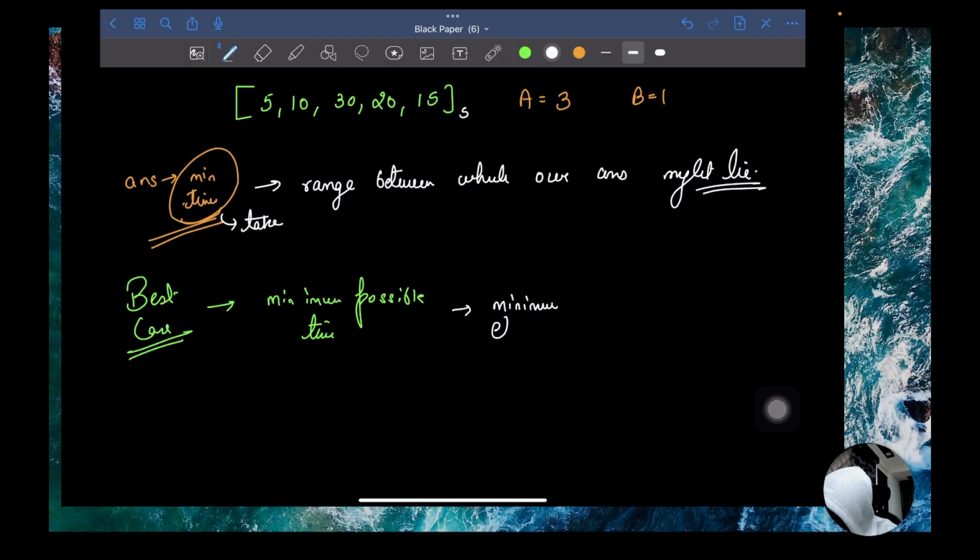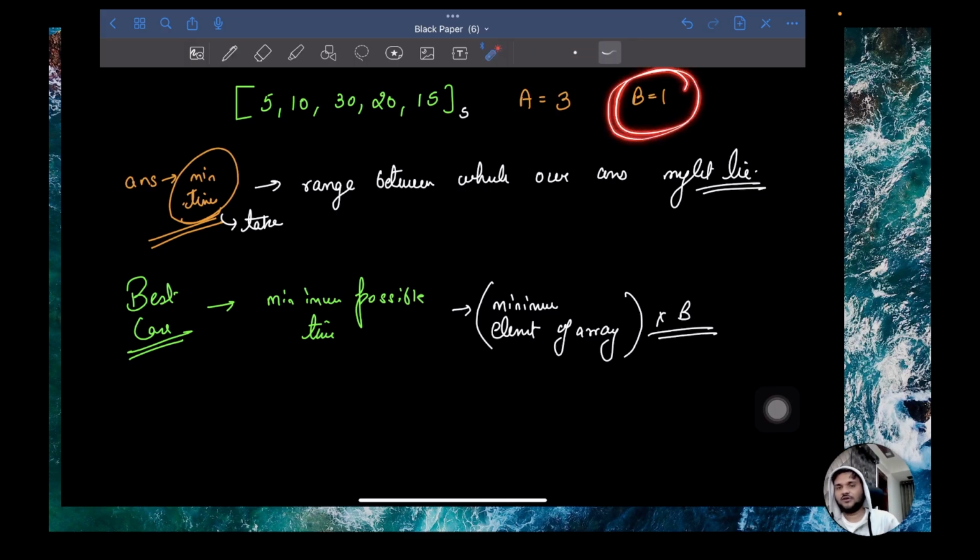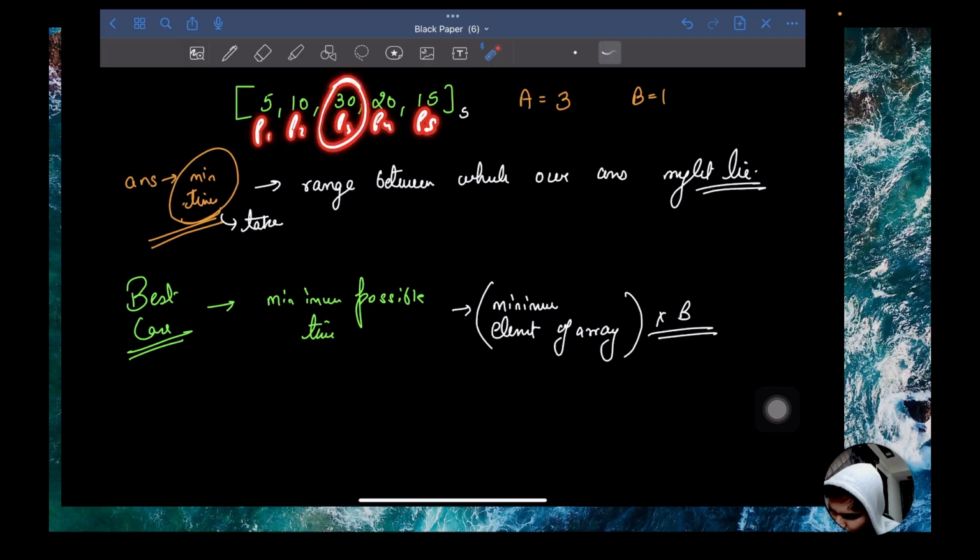the minimum element of the array multiplied by b. Can I say that? Because 1 unit of board is going to be painted in b units of time. So if you see P1, P2, P3, P4, P5, if we have 5 painters deployed, P3 is going to take the most amount of time. And how much? It's going to be 30 into 1, that is 30 units of time.